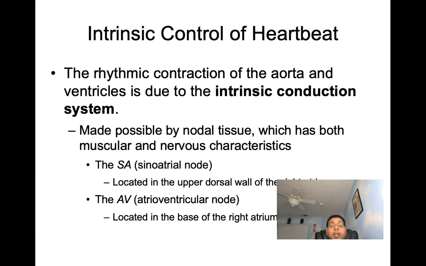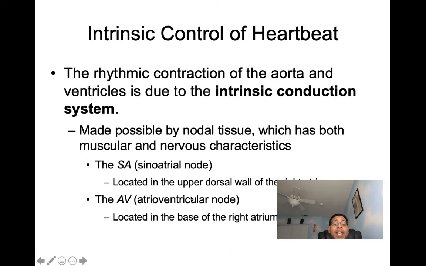Now this rhythmic contraction of the atria and the ventricles is due to the intrinsic, or we can say the internal conduction system of the heart. This internal conduction system of the heart has muscular and nervous tissue characteristics. It's made up of, first we can see the SA node, the sinoatrial node. This sinoatrial node is going to be found located up in the dorsal wall of the right atrium.